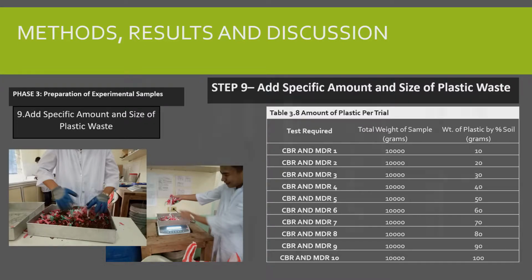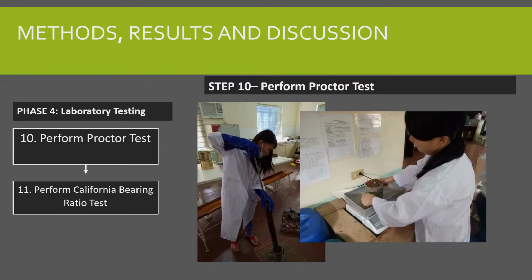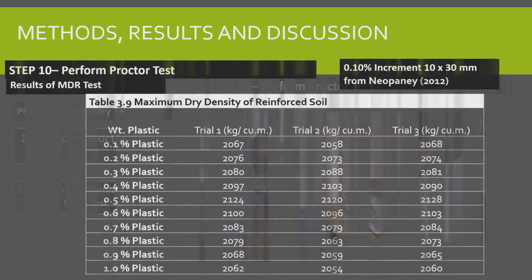The fourth phase of the study is the laboratory testing. The phase is composed of 2 stages, the first of which is to perform the Proctor test. The Proctor test generally aims to determine the maximum dry density of soil. So Table 3.9 shows the maximum dry density of soil with different amounts of plastic waste.